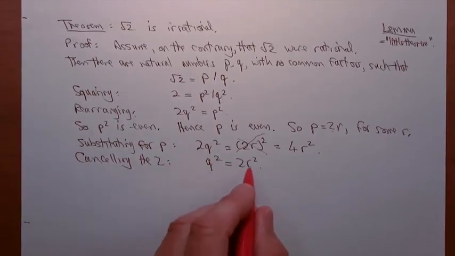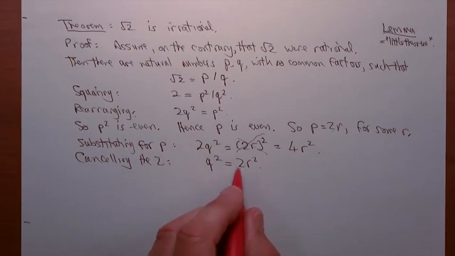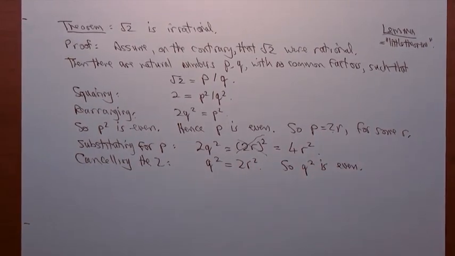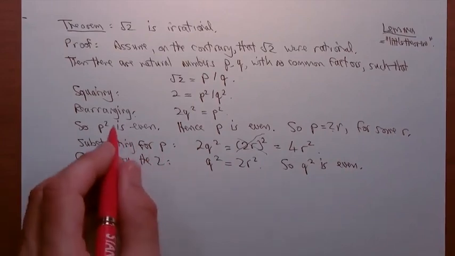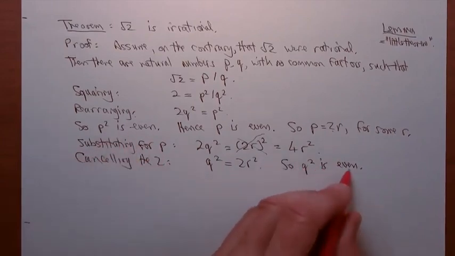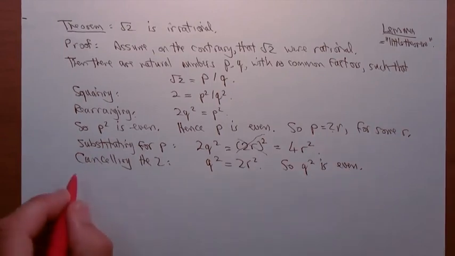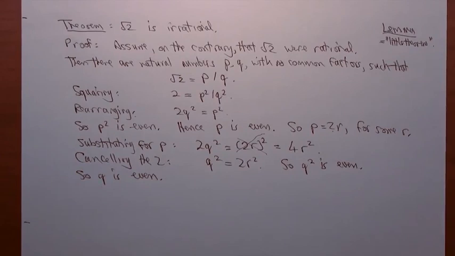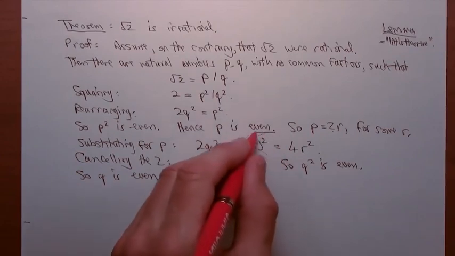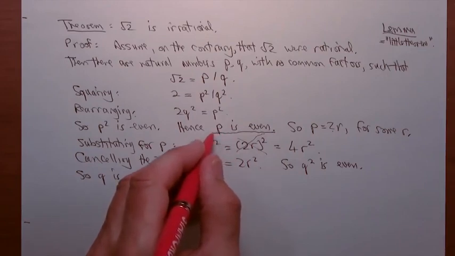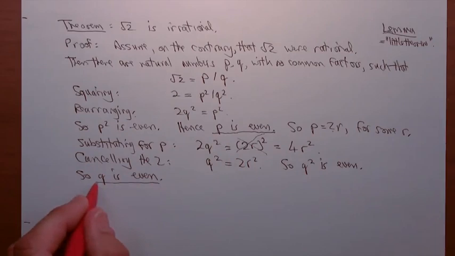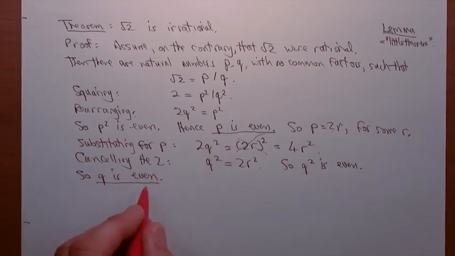Well, if q squared is 2r squared, then q squared is even. But exactly as happened before with p squared, if q squared is even, then q is even. Aha! You see what's happened? I've deduced here that p is even. I've deduced here that q is even. So p and q are both even.